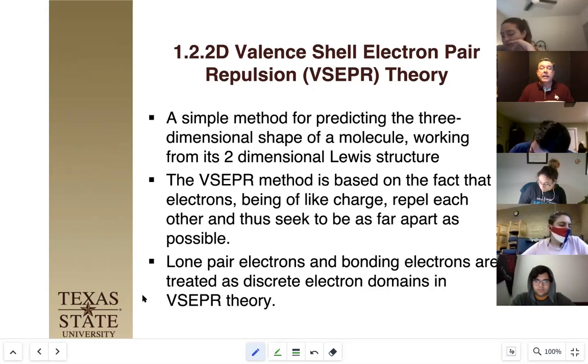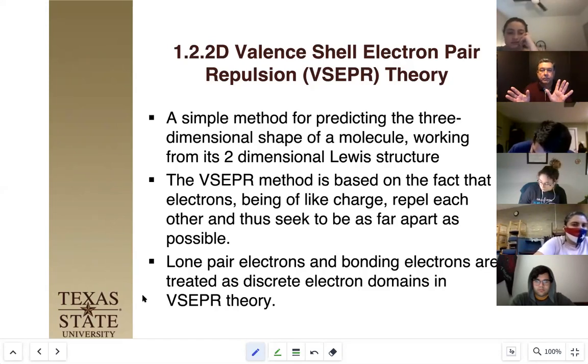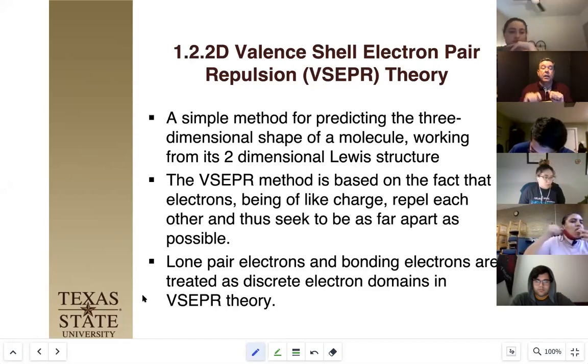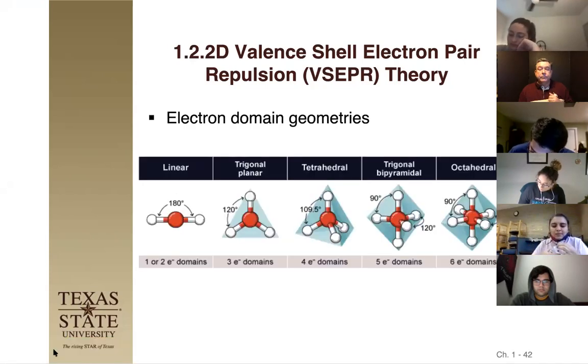Okay, so the idea here is that any place you have electrons in space, they're going to try to repel each other as far as possible without breaking our bonds. So we need to take into account the bonds, the bonding electrons, and the lone pairs. And that controls the 3-dimensional shape of our molecules. So there's a bunch of different electronic domain geometries.